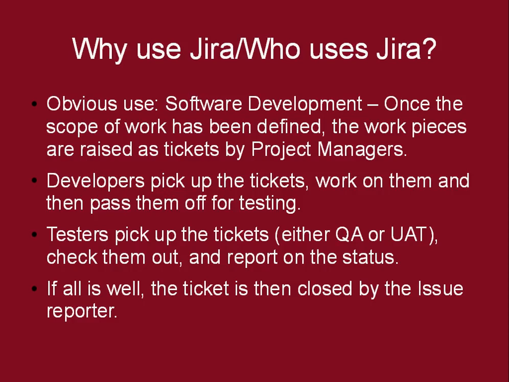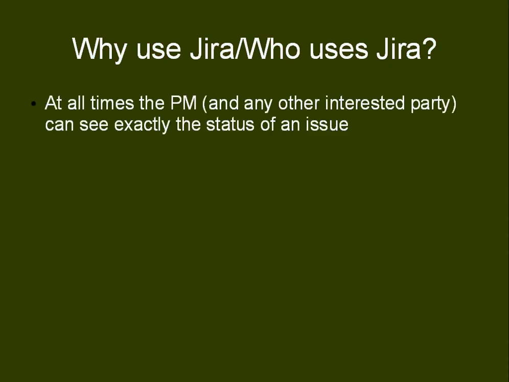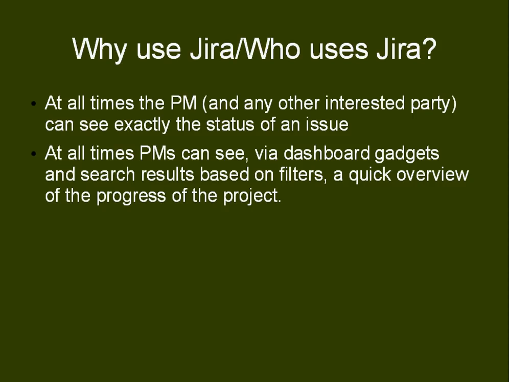Okay, cool. Next up we have, well, I should also add that at all times the project manager and anybody else can see exactly the status of an issue and exactly the status of a project using the dashboard, using Greenhopper, using any of the other gadgets which will give you, essentially, pie charts and various other interactive visual aids to help PMs see exactly where they stand.